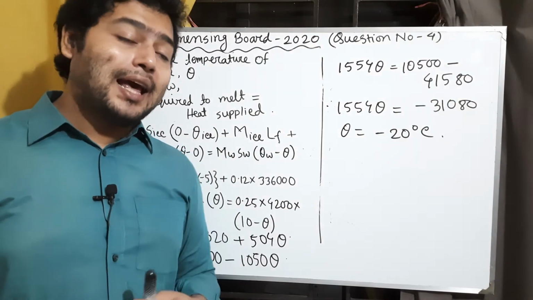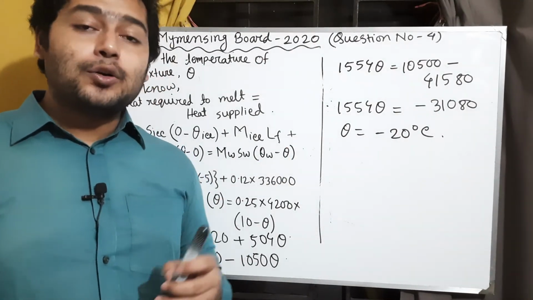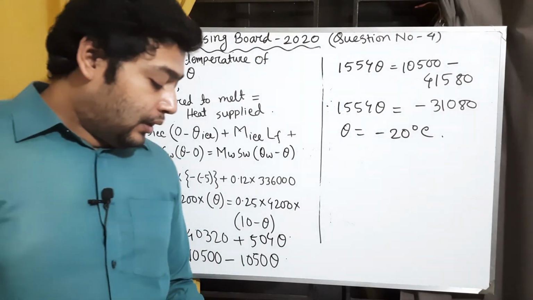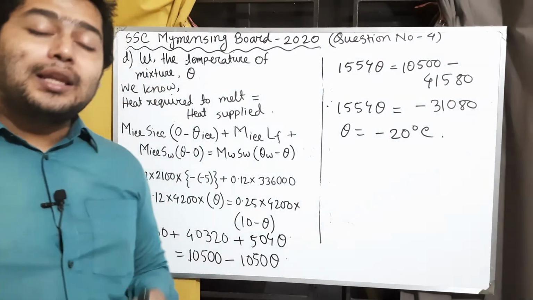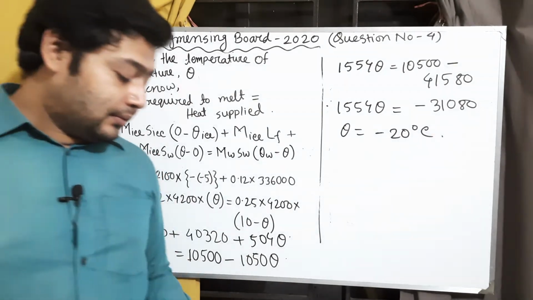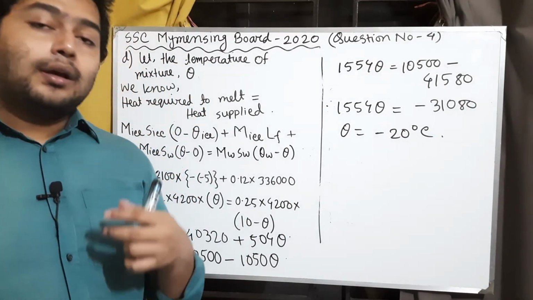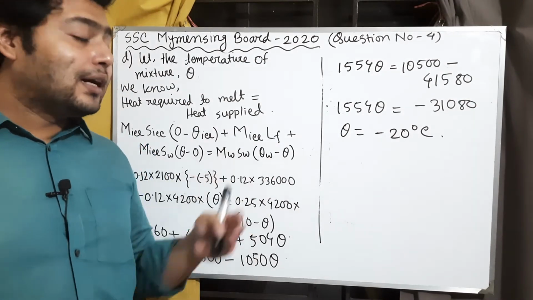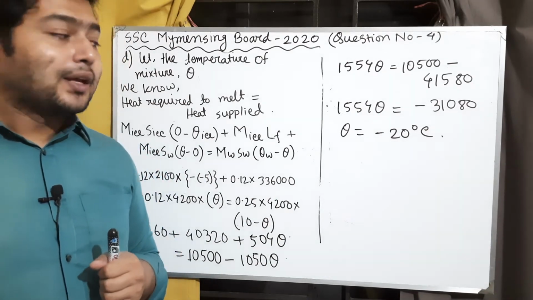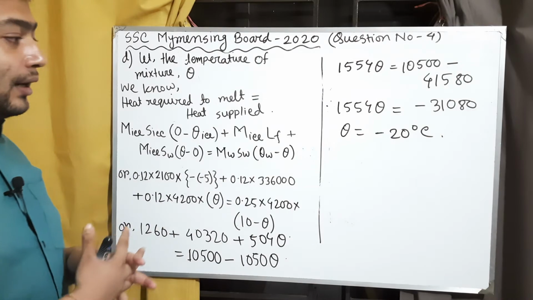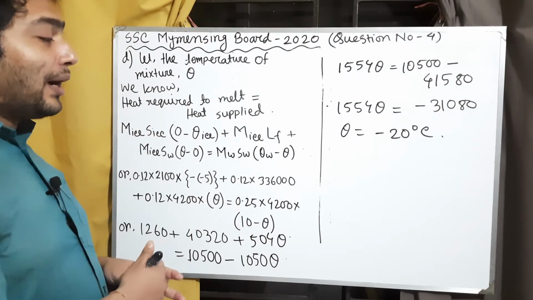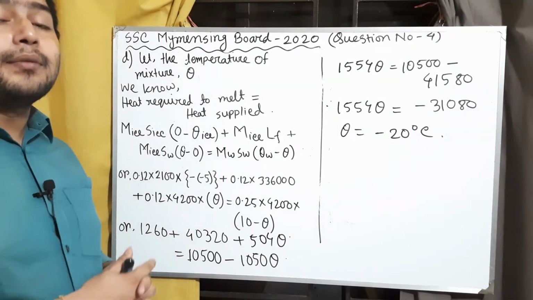So the value of this is negative, so we can say that the whole ice will not melt. Only a portion of ice will melt, and the other portion of ice will remain in the water, and the temperature will be 0 degree Celsius. Now in this part we will determine how much ice will melt.